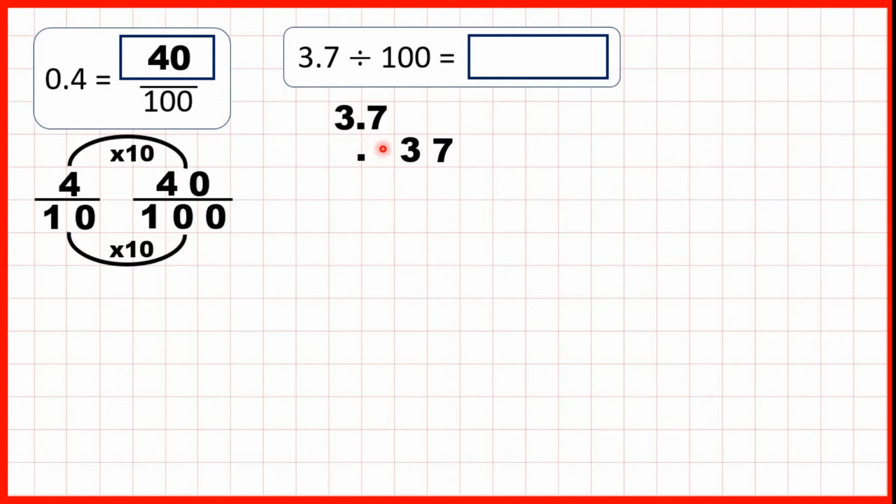And if a place value column is empty, we need to write in zeros. So we need a 0 in our tenths and always a 0 in our ones. So 3.7 divided by 100 is 0.037. So the steps are: write the number out. If you're dividing, digits move to the right. Dividing by 100, there's 2 zeros, so digits move 2 squares to the right, and fill in empty squares with zeros.